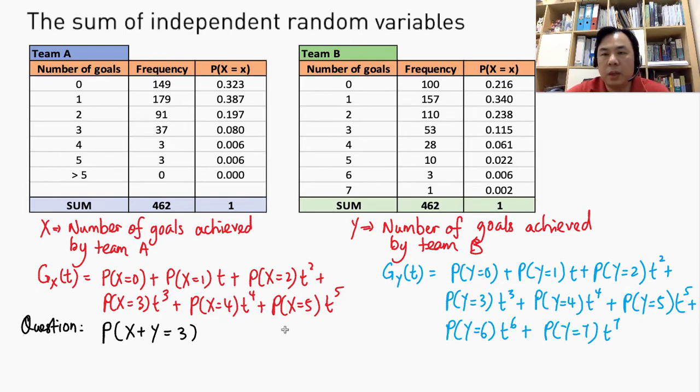So how are we going to work that out? By using the combined probability generating functions. Okay, so how are we going to do that? Before that, let's try to understand more what we are referring to here.